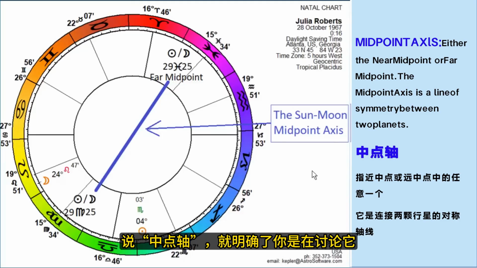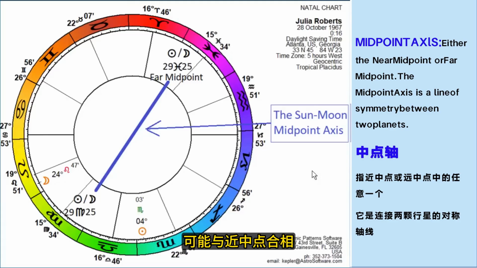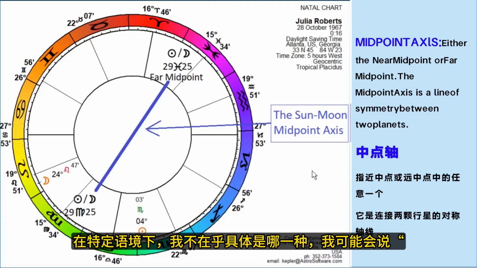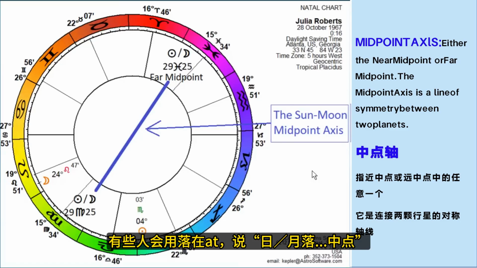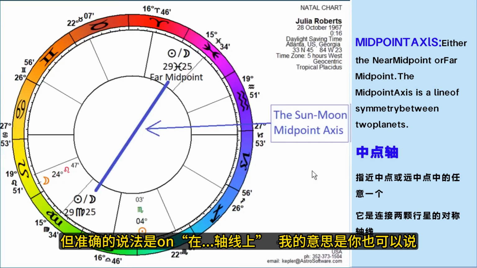When you say midpoint axis, it makes it clear that you're talking about it. It might be conjunct the midpoint, the near midpoint, or it might be opposition, and I don't care in a particular context. I might say the sun is on the sun-moon midpoint axis. Or some people would use "at." They'll say the sun-moon is at the midpoint. Usually you'd say "on." The sun-moon is on.